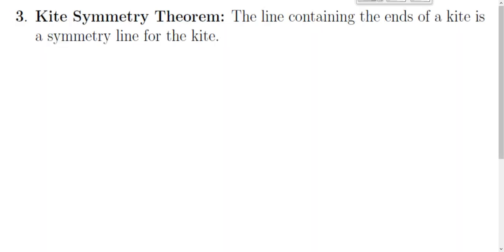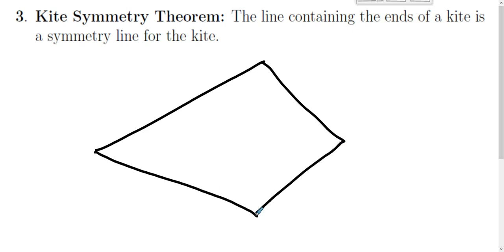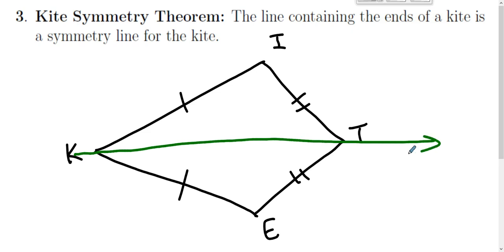We also know that kites have symmetry, right? Kites have symmetry, so this is a kite. Those are congruent. Those are congruent. The line containing the ends of a kite is a symmetry line for the kite. We just use the isosceles triangle symmetry theorem twice, and it gets us exactly what we want because this line has to be the angle bisector for both of those isosceles triangles. And so we're done.